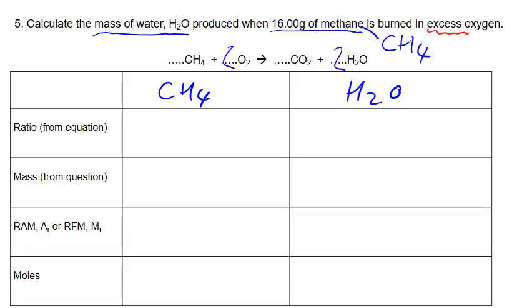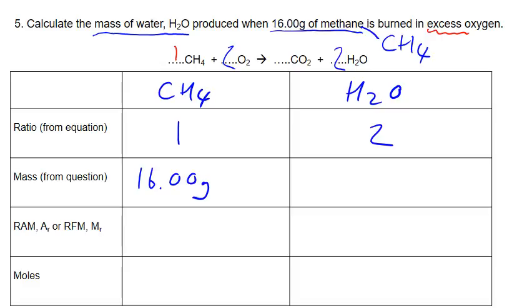Okay, my ratio from my equation, again, if you want to, you can pop a 1 in there because there's no big number. O2 I can ignore, and CO2 I can ignore now because I'm not being asked anything about them. So my ratio here of CH4 to H2O is 1 to 2. I'm going to look across and see if I can fill in any of the masses. I'm calculating the mass of water, so I'll leave that for now, and 16 grams of methane has been used, so that's 16.